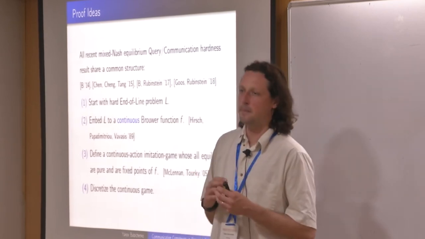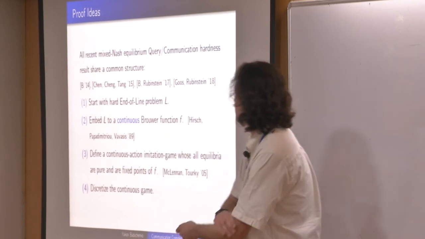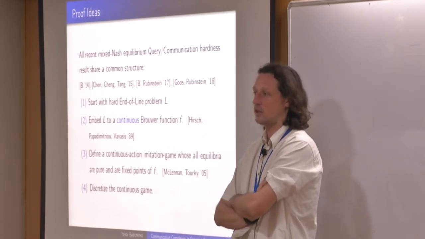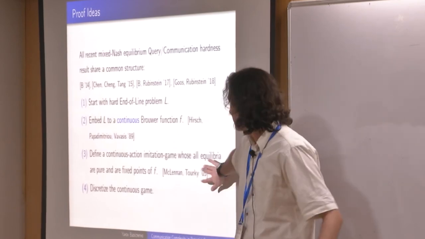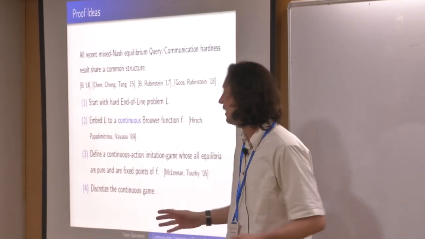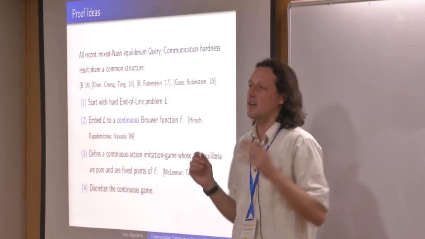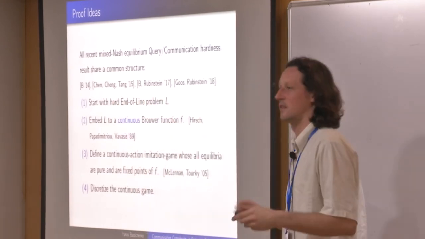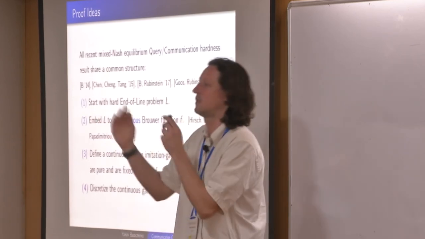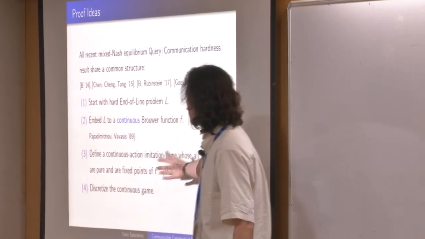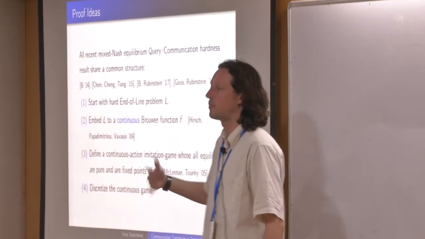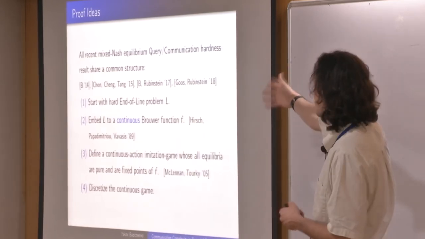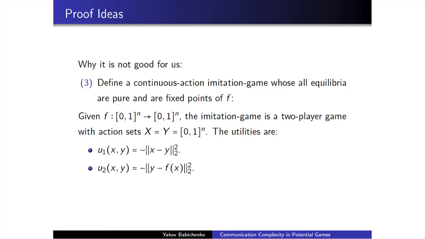We define a continuous action game where all equilibria are fixed points of this function f. This will appear in the next slide, so I will wait with it. And finally, to complete the reduction, we discretize the action space of this game and hope that everything will work well, and that the fact that we discretized didn't hurt much, that the same arguments that we succeeded in making for continuous actions are applicable in the discretized action set. So this is a general structure that worked quite well in different variants of the problem.